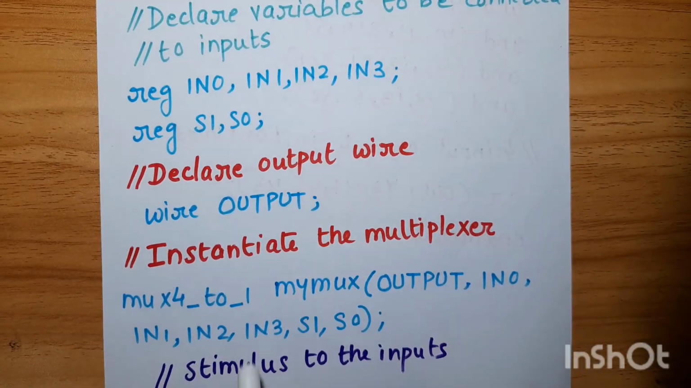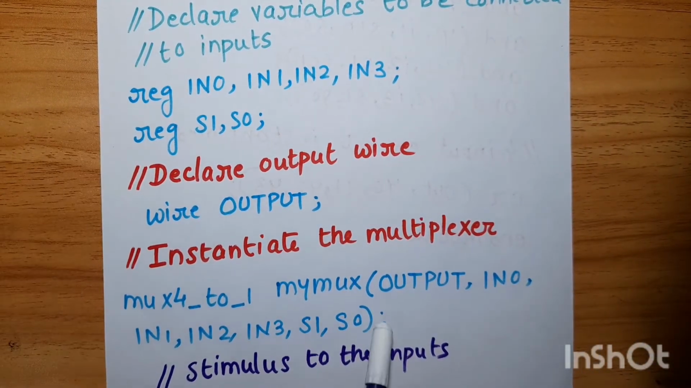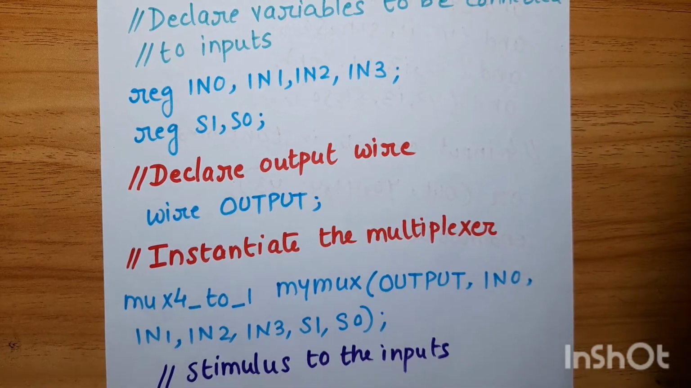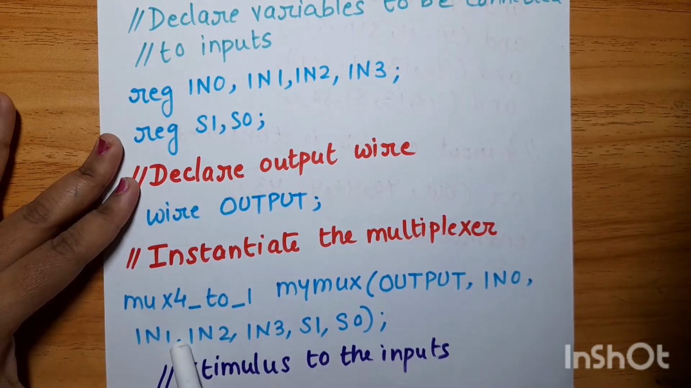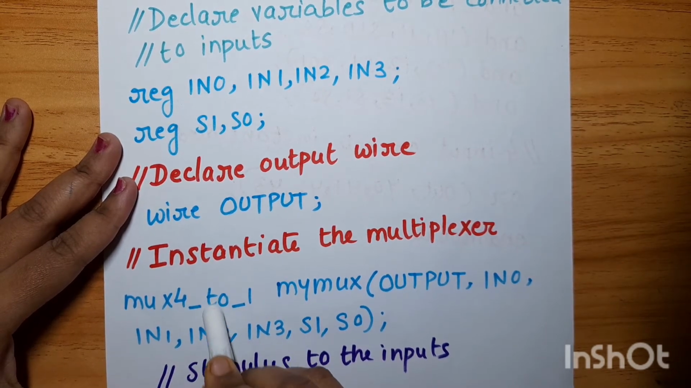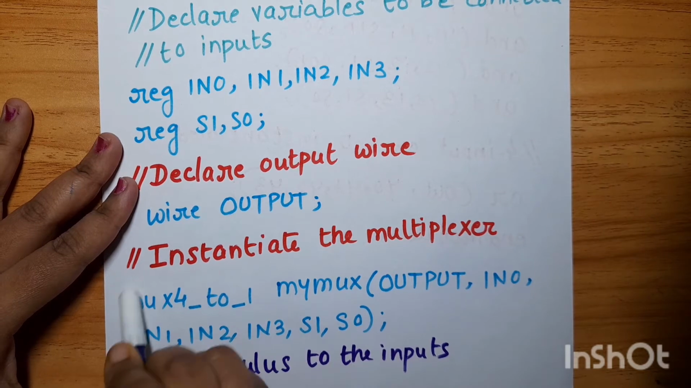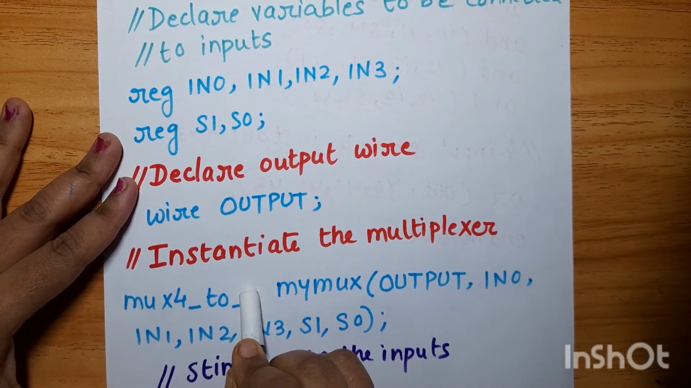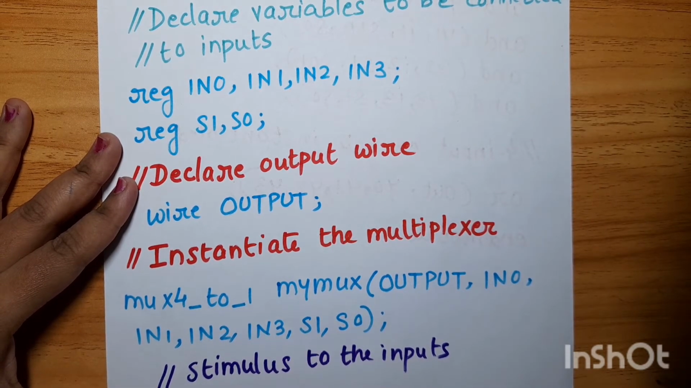Mux 4-to-1 mymux output, IN0, IN1, IN2, IN3, S1, S0 semicolon. This is how we are instantiating the multiplexer. Mux_4_to_1 is the module name, you realize, the module name of the 4-to-1 multiplexer. Mymux is the instance name.